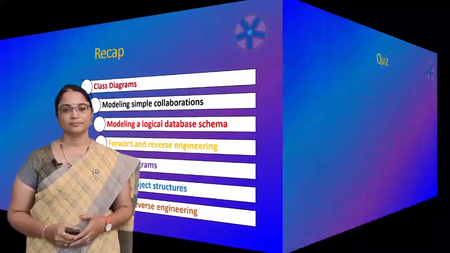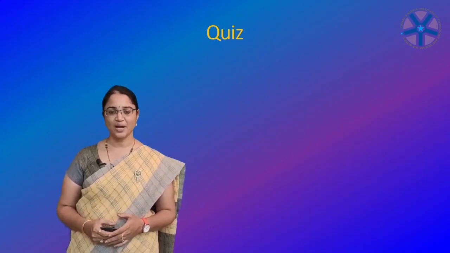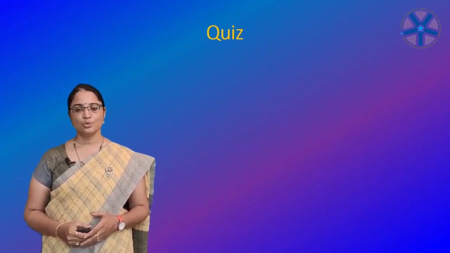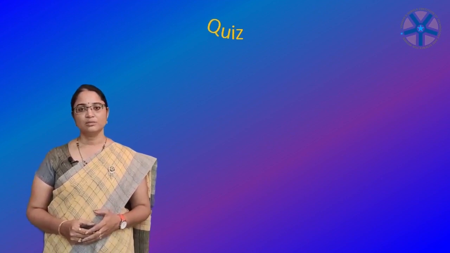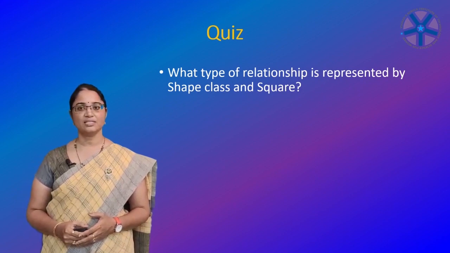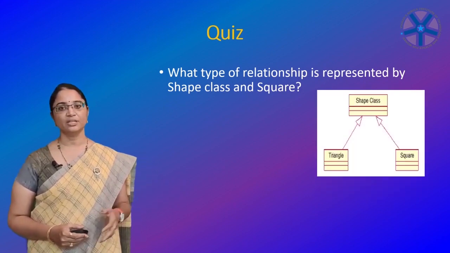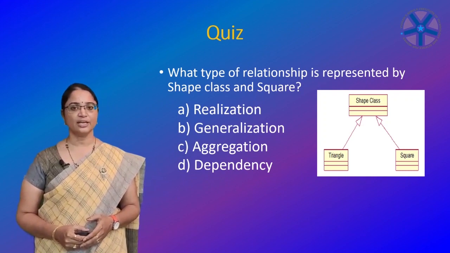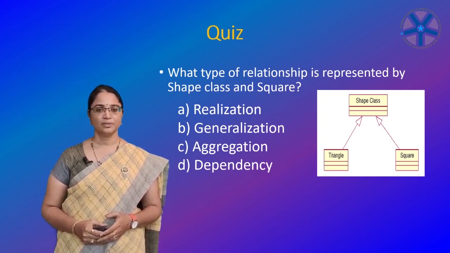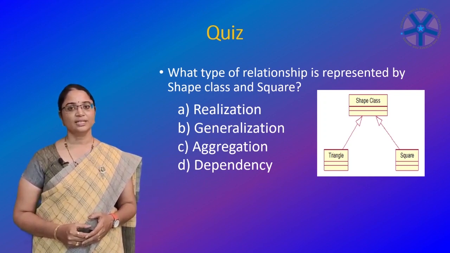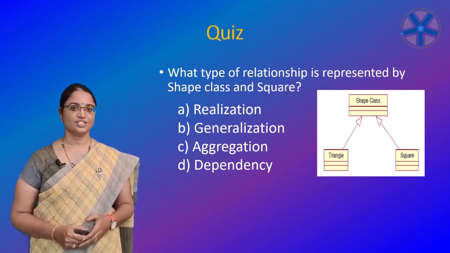And coming to the next part, which is a very interesting part, that is the quiz. In the quiz, what type of relationship is represented by the shape, class, and square? If you see the figure, it has 4 options: realization, generalization, aggregation, and dependency. So, find out the answer. If you see it clearly, you can see it as generalization.